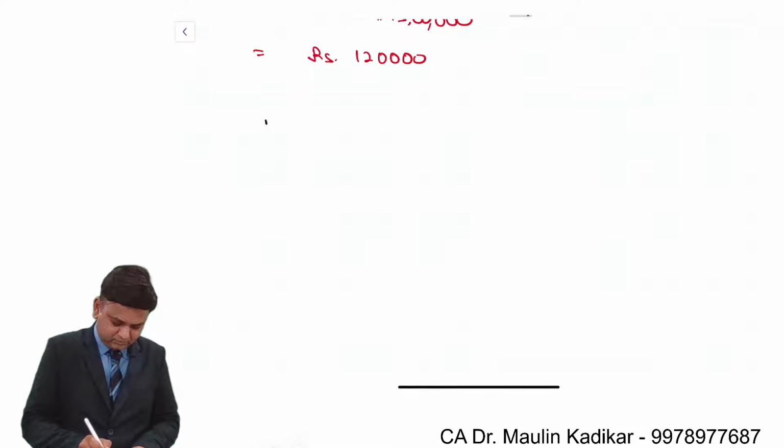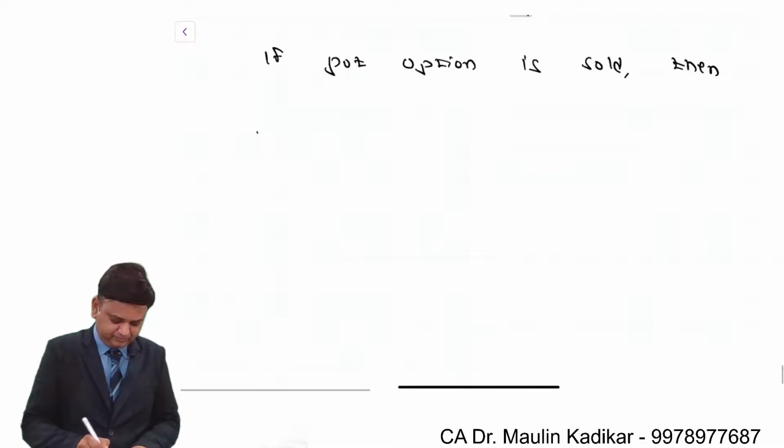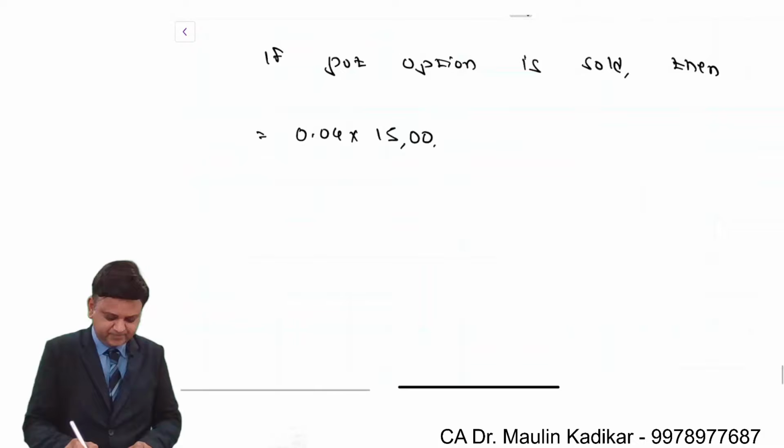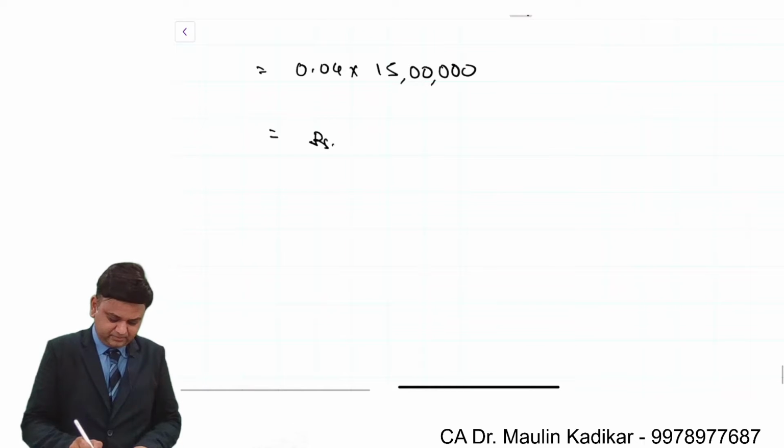If put option is sold, then 0.04 into 15 lakhs. Because whatever the amount of the premium that you receive is your profit. That comes to 60,000.